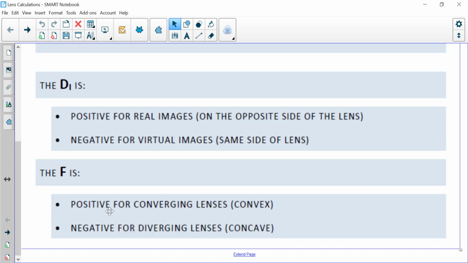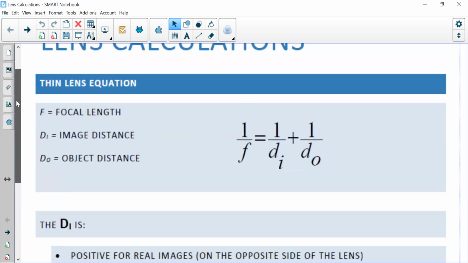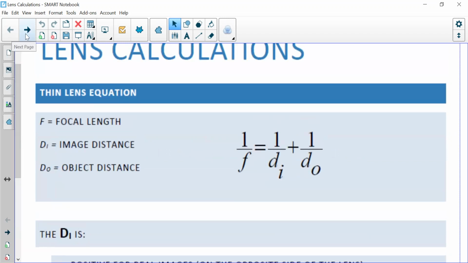The distance of the object is always measured in a positive value from the object to the lens. So it doesn't matter if our object is on the left side of the lens or the right side of the lens, the distance from the object to the lens is always measured in the positive value. Okay, so maybe jot that down somewhere. DO is always positive. Okay, so that's kind of the background to this equation. Now let's see how this works.